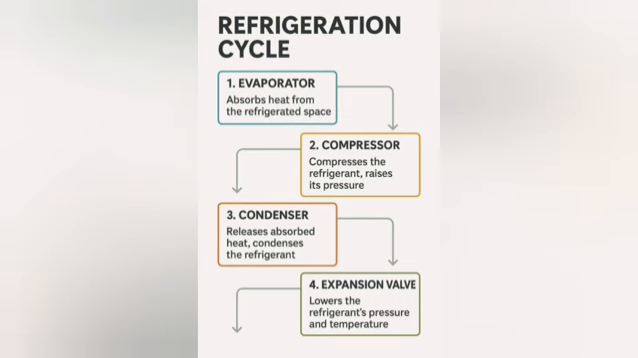In summary, the refrigerant continuously circulates through the compressor, condenser, expansion valve, and evaporator by absorbing heat from the refrigerated space and rejecting it to the surroundings. The system continuously produces the required cooling effect.